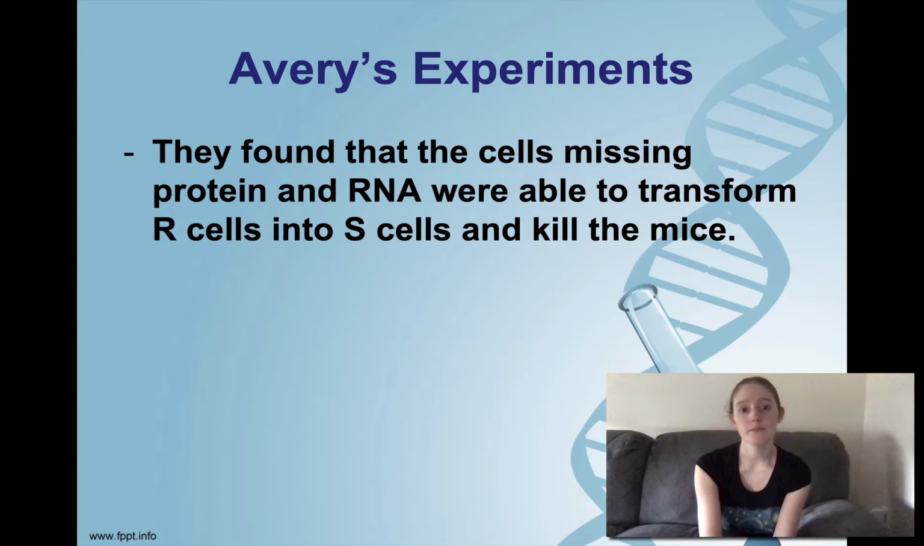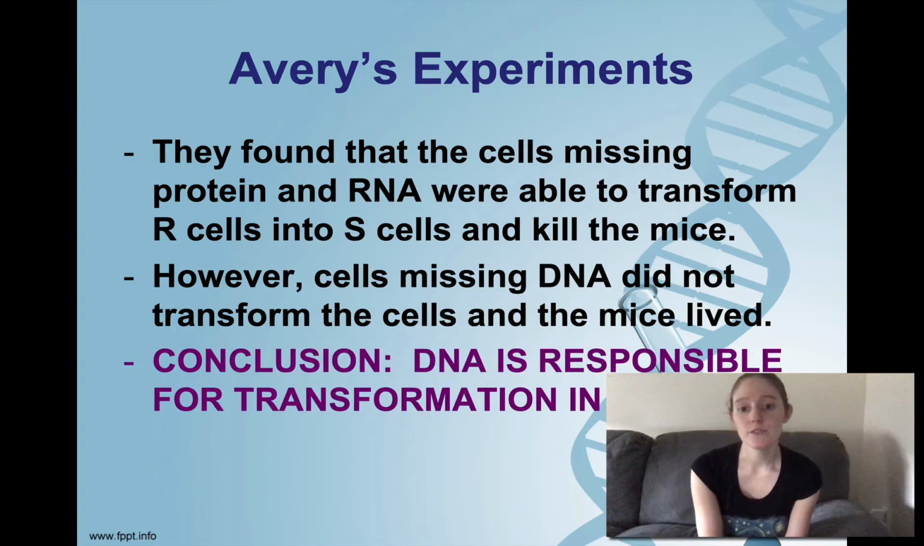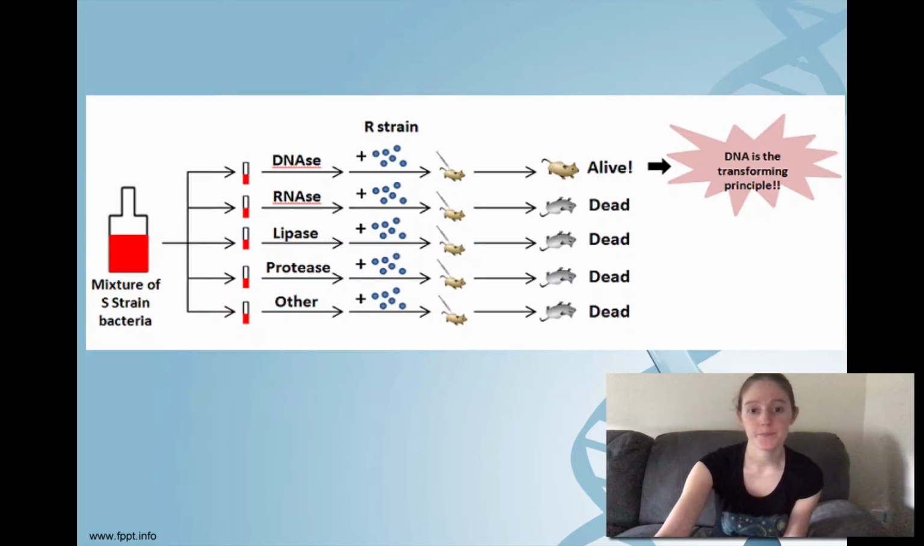They found that the cells missing protein and RNA were still able to transform R cells into S cells and kill the mice. But for the cells that were missing the DNA, after he killed the DNA off, those cells couldn't transform anything and the mice continued to live. So the conclusion was that DNA is responsible for the transformation in bacteria, and you guys already know that DNA is what has all of your genes on it.